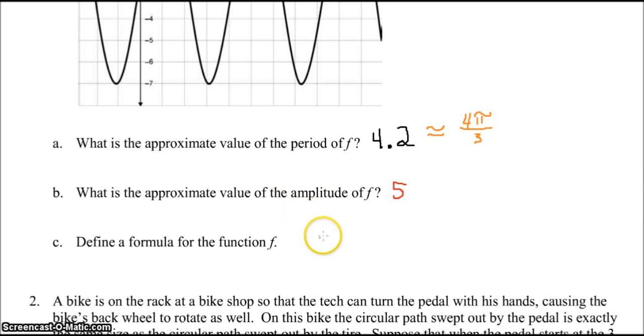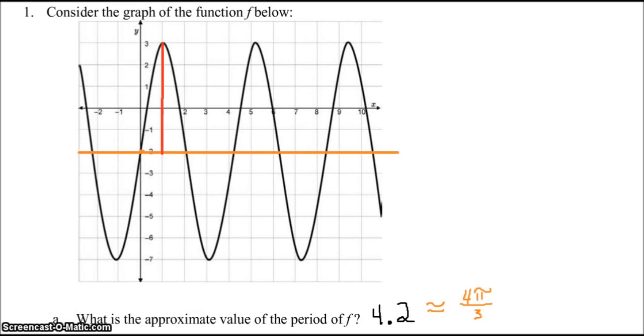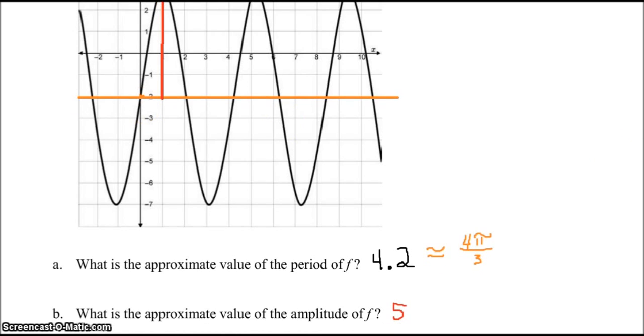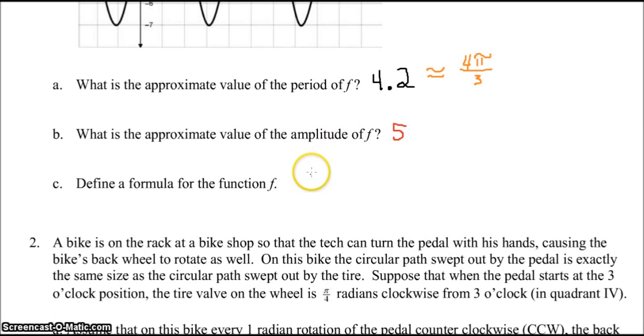To find a formula for the function f, let's see. It looks like it's a sine function. It starts here and then it goes up and down. Notice that there's a vertical shift though. It's not at the origin, it's shifted down 2 units. So we could say f of theta equals -2 plus our amplitude of 5 times sine of theta.